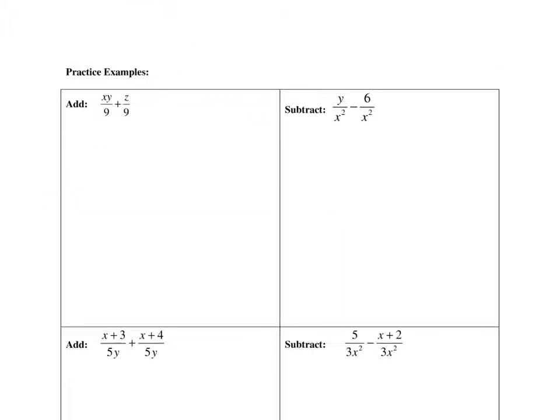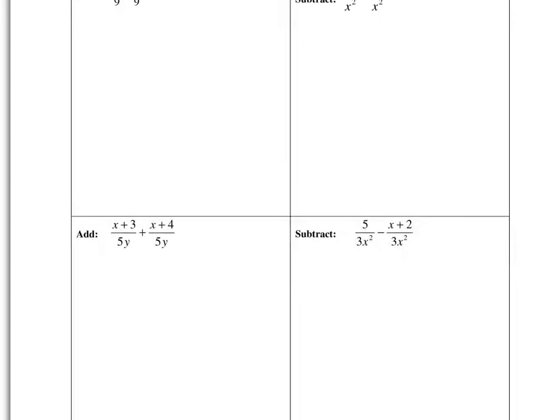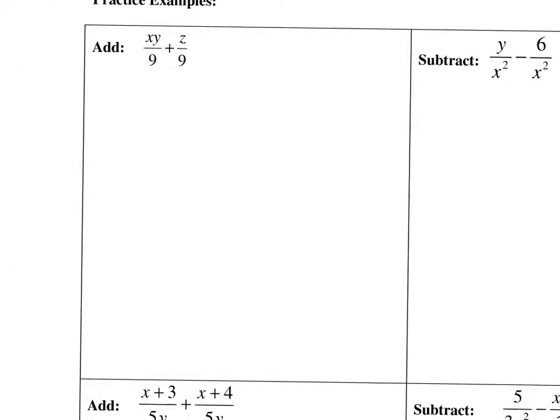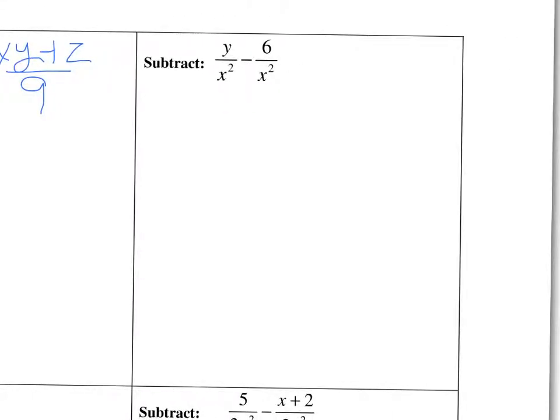Okay, we have 4 examples on this page. It looks like on this page, though, they already have the same denominator, so this should go pretty quick here. When we add these, the denominator is the same, because remember, all 3 of these denominators are the same. We just add the numerators, so we're going to add xy plus z. When we subtract these, the denominator is going to be x squared. We're going to subtract the numerators, y minus x.